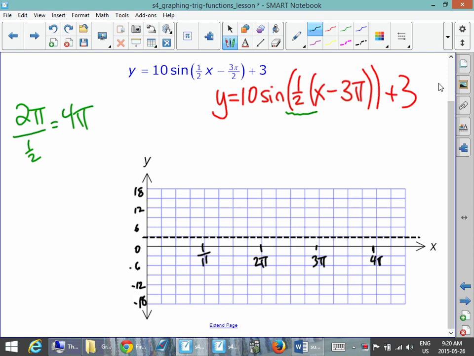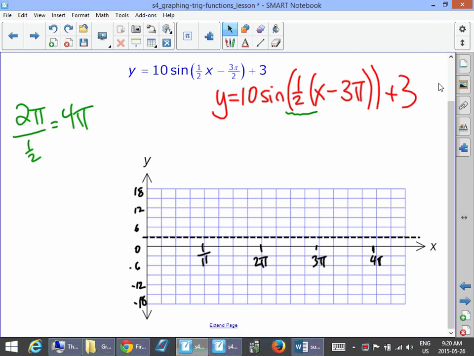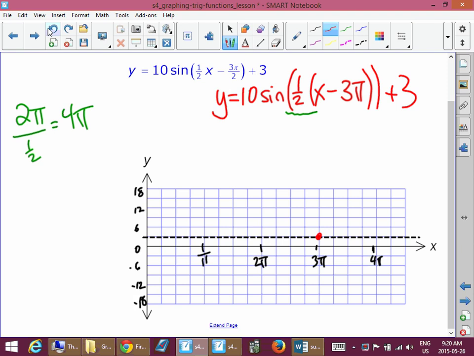What else do I know? Well, I know that this is a sine curve, and normally it would start right here. But because of the horizontal shift of 3 pi to the right, it'll be starting right here. So, of course, the next point after the axis point is it goes up to the maximum. Now, the amplitude is 10, so we're going to add 10 onto 3 and get 13. So the maximum will be right about there. That'll be where the maximum lives, okay?